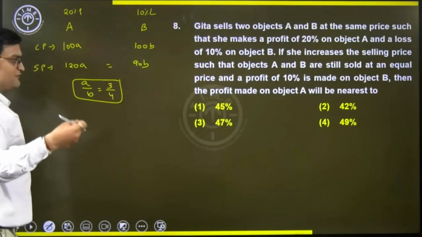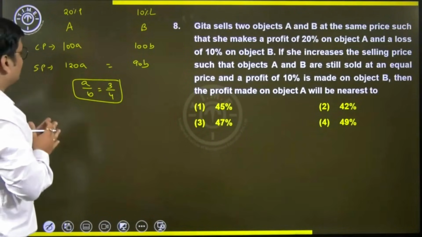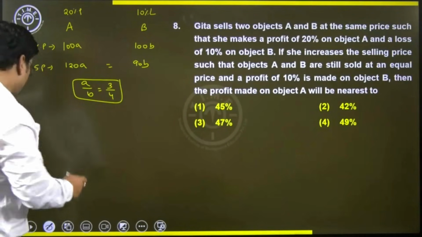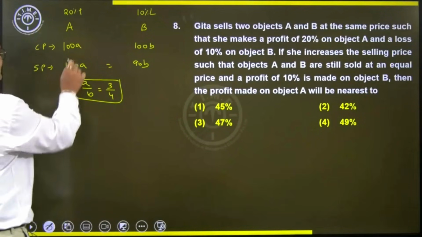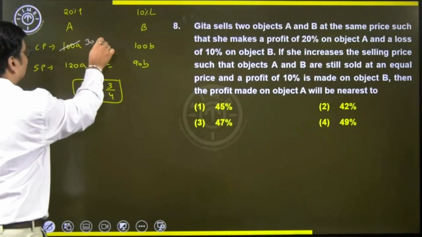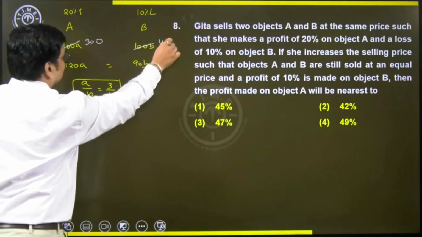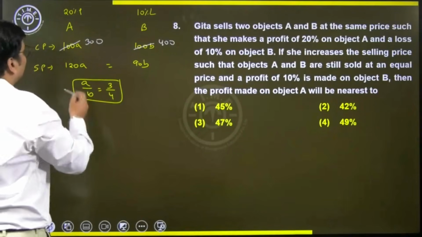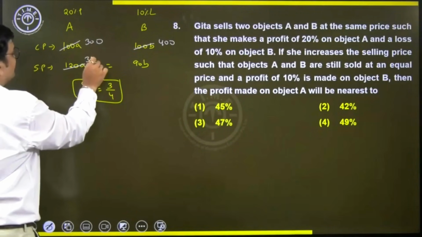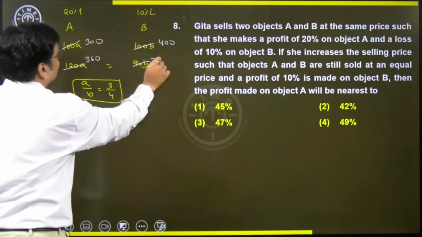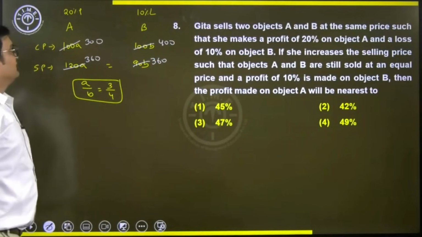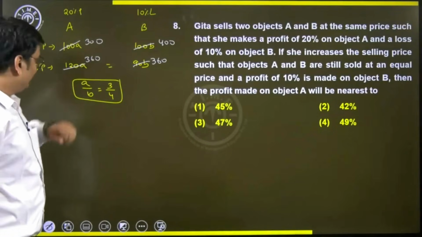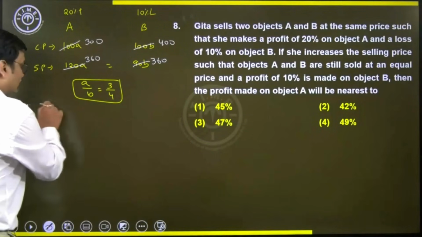So, that means one of the possible values that I can take for cost prices is A equal to 3 if I put. So, I can take the cost price of A as 300 and this will be 400. In that case, 20% more, the selling price will be 360 and this also 360. 20% profit, 10% loss. Now, moving on.